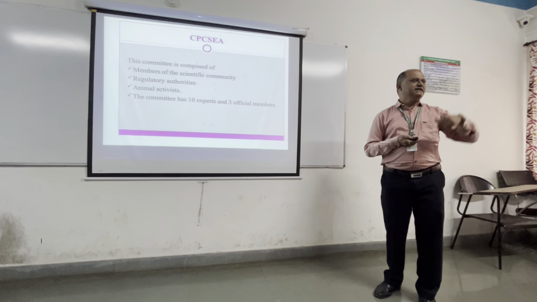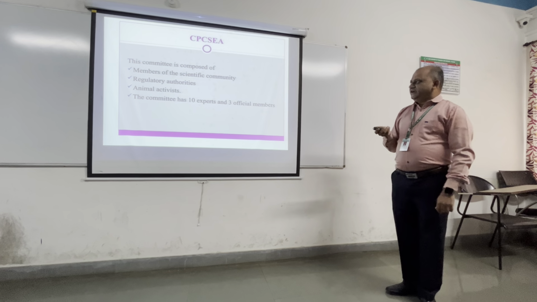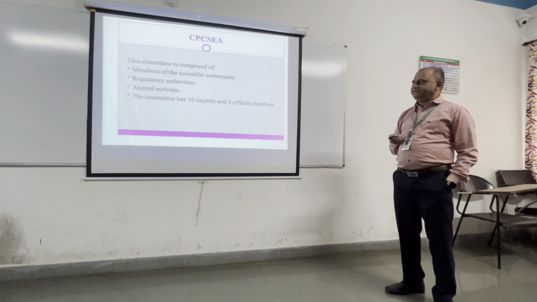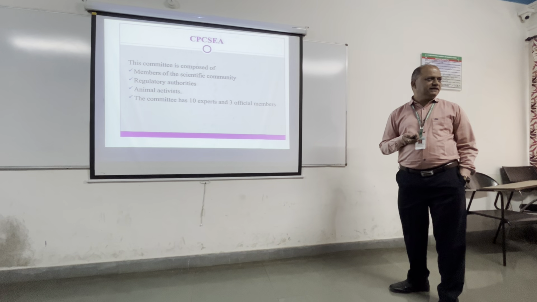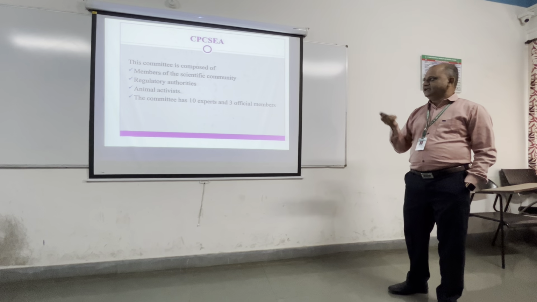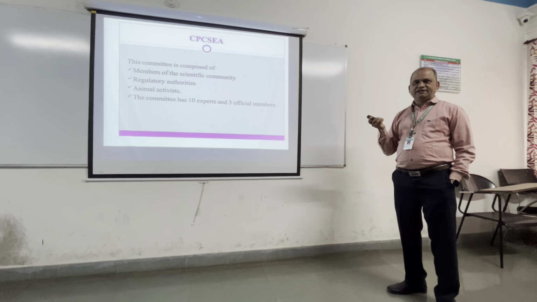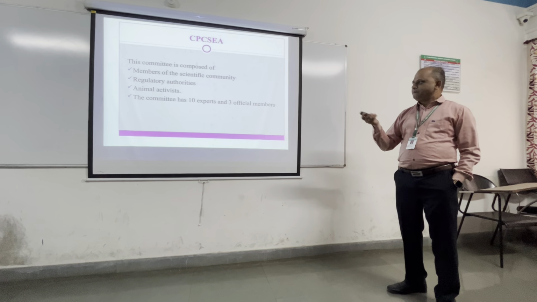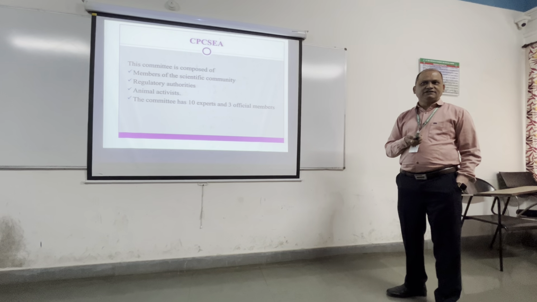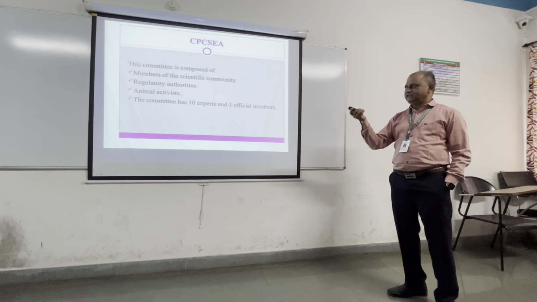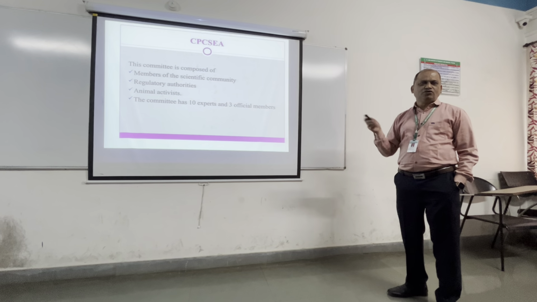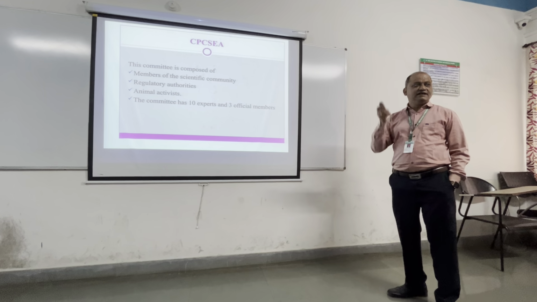First IAC, then CCAC. What will be the composition of this CCAC? The committee is composed of members of the scientific community, obviously, because it is a scientific study. So scientific persons will be included in the committee. Then regulatory authorities, nominated members of the CCAC. Animal activists, meaning veterinarians, those who have a good hand in animal studies and are well known about them, will be added. The committee has 10 experts and 3 official members, so there are a total of 13 members in the CCAC.